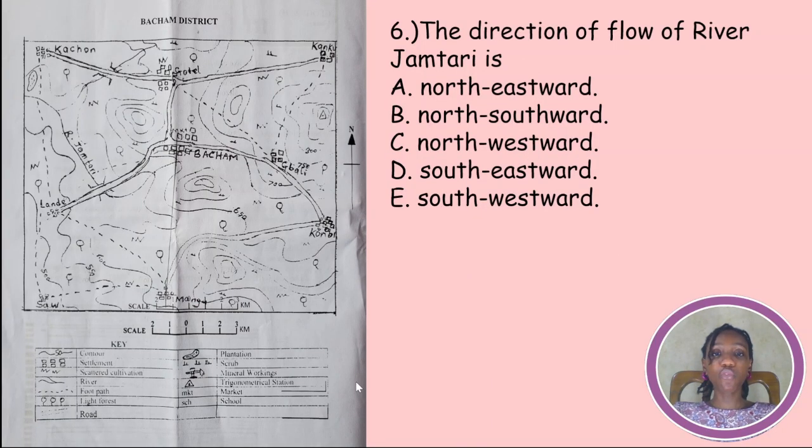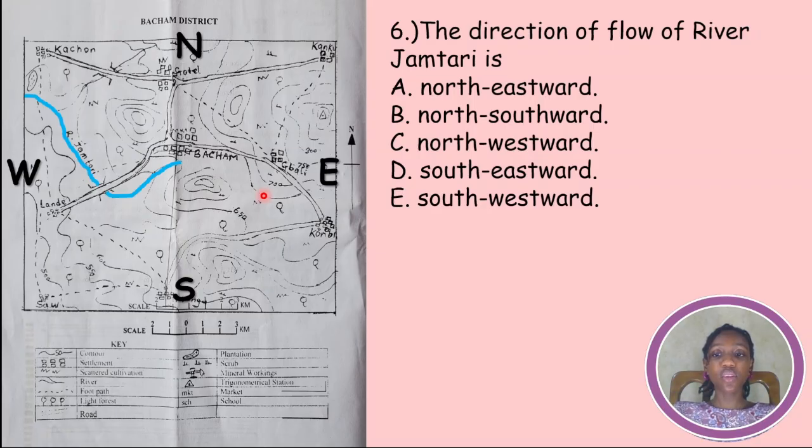The direction of flow of River Jamtari is... first let's identify this river. Over here we see River Jamtari, so we can see how it flows. Now let me trace it out to make it bolder. So again we have River Jamtari. And then let's write our cardinal points to make it easier: north, east, south, and west. Remember, east comes before west.